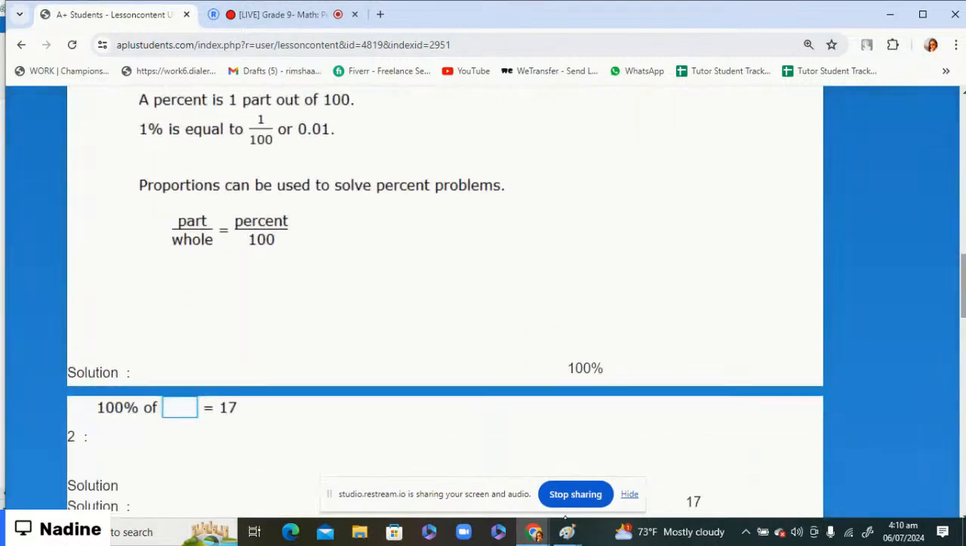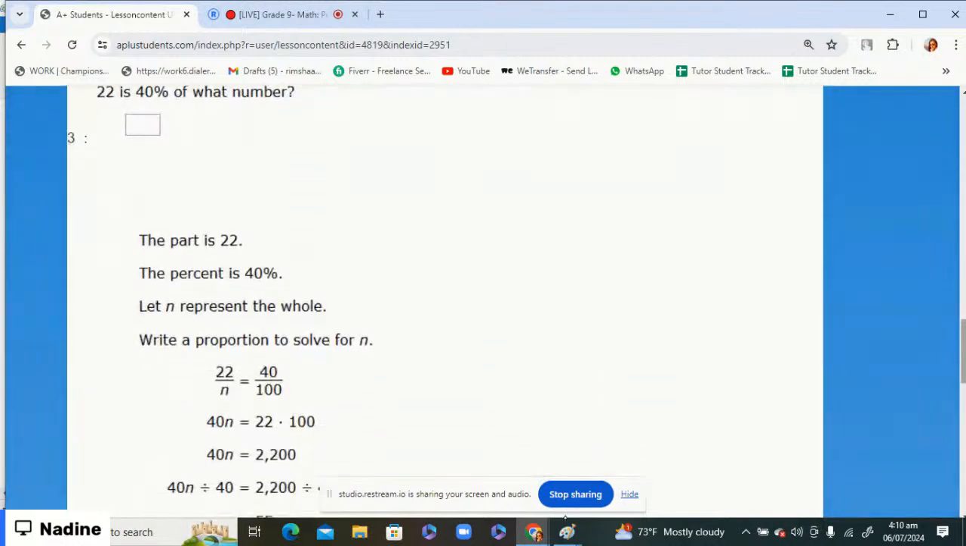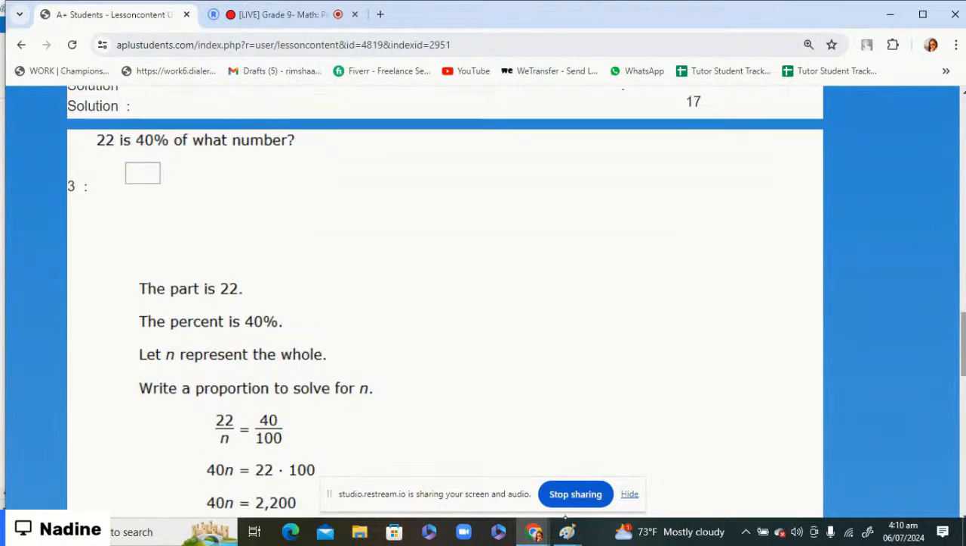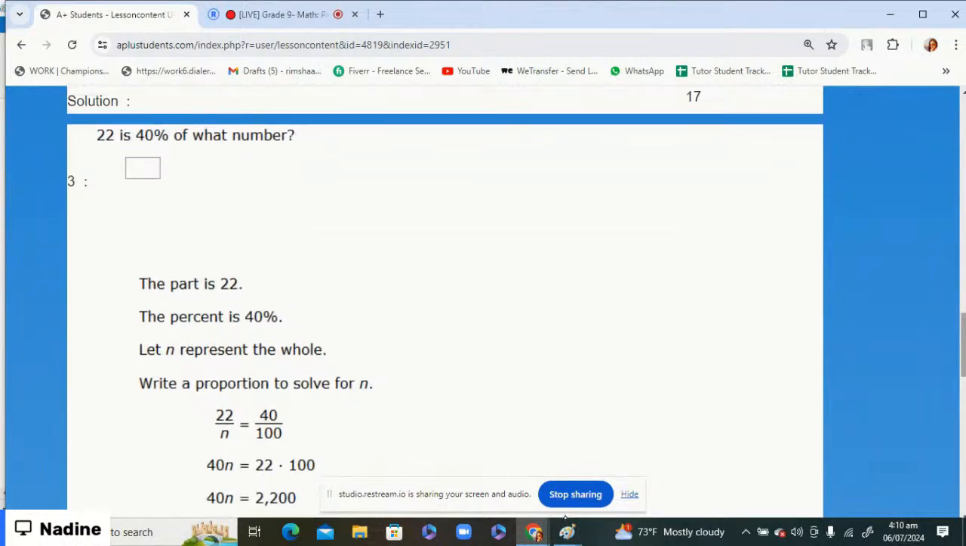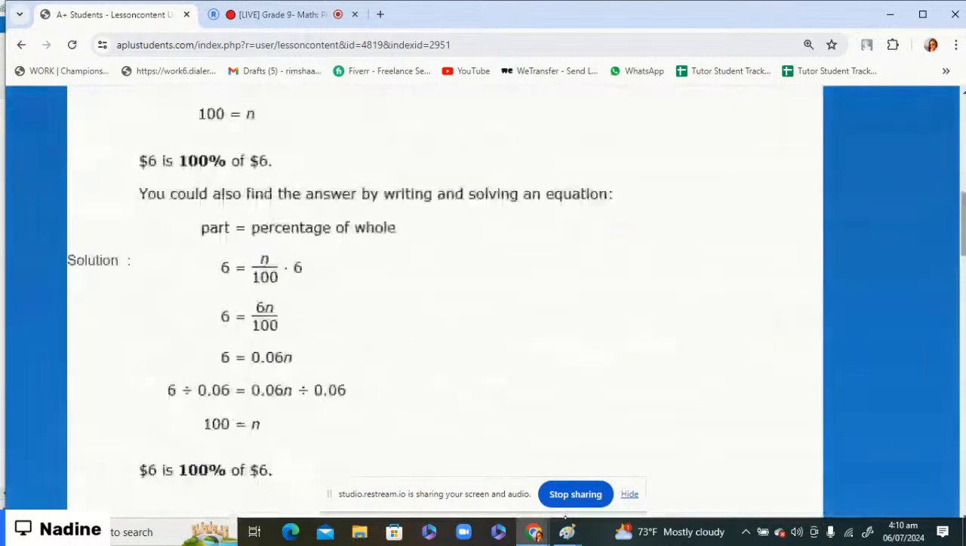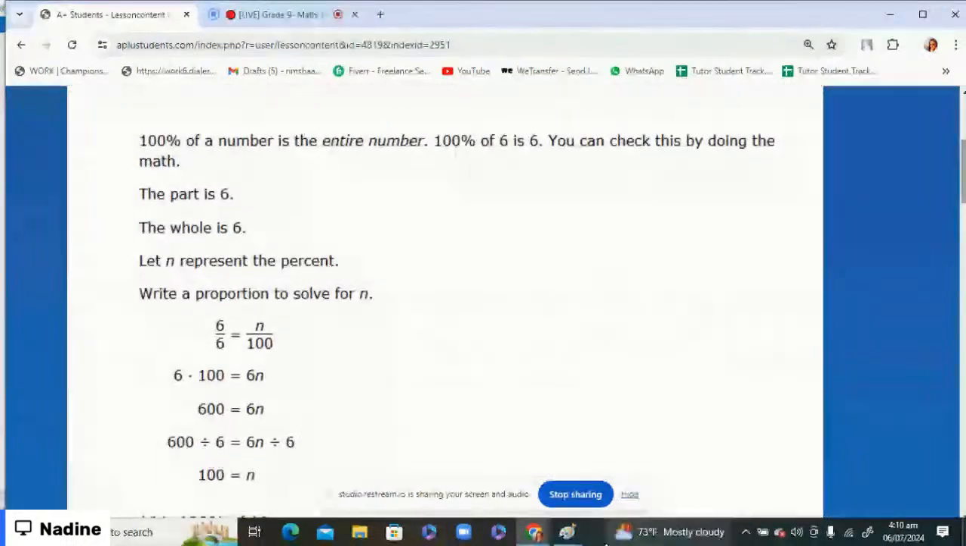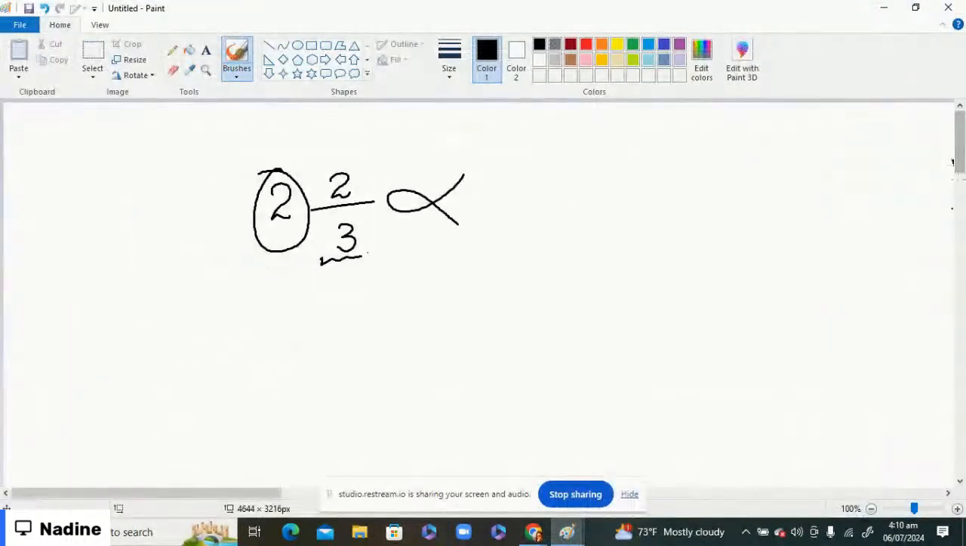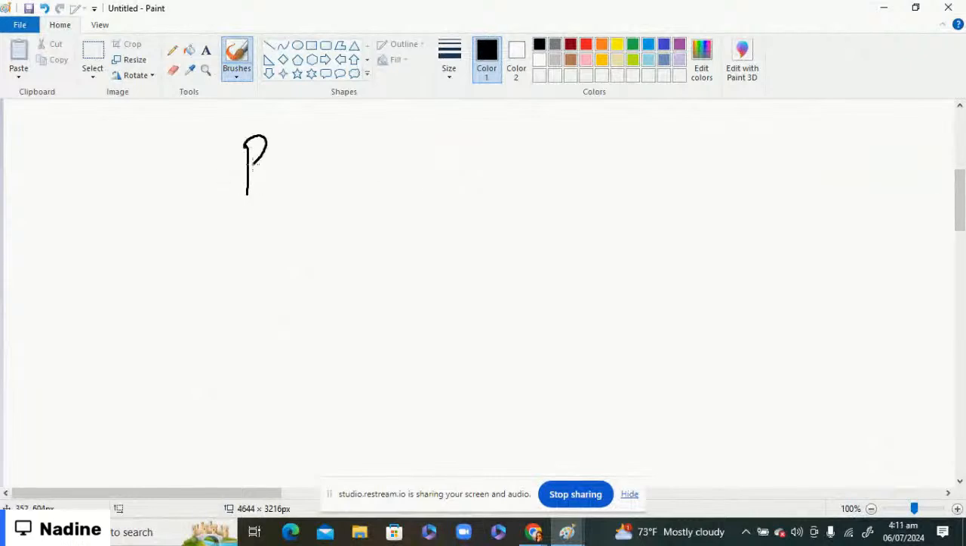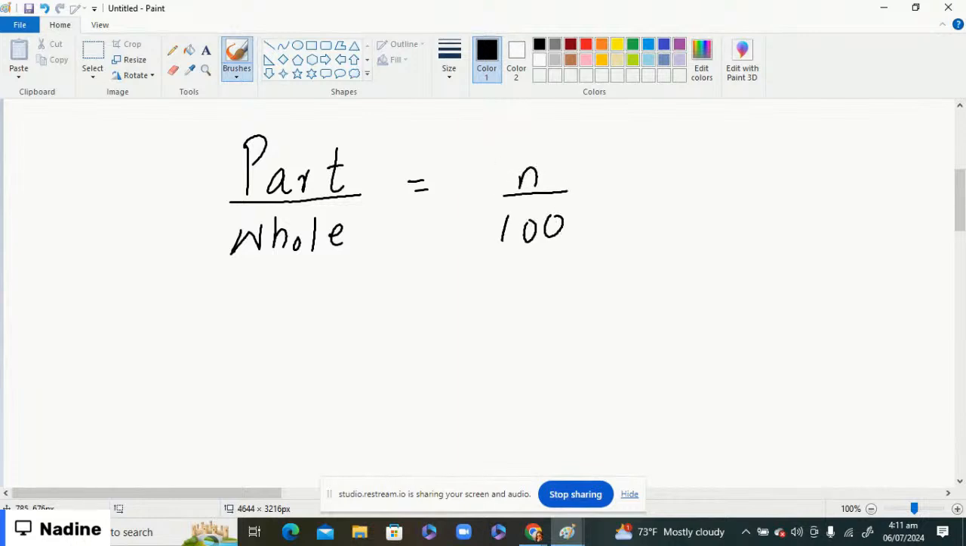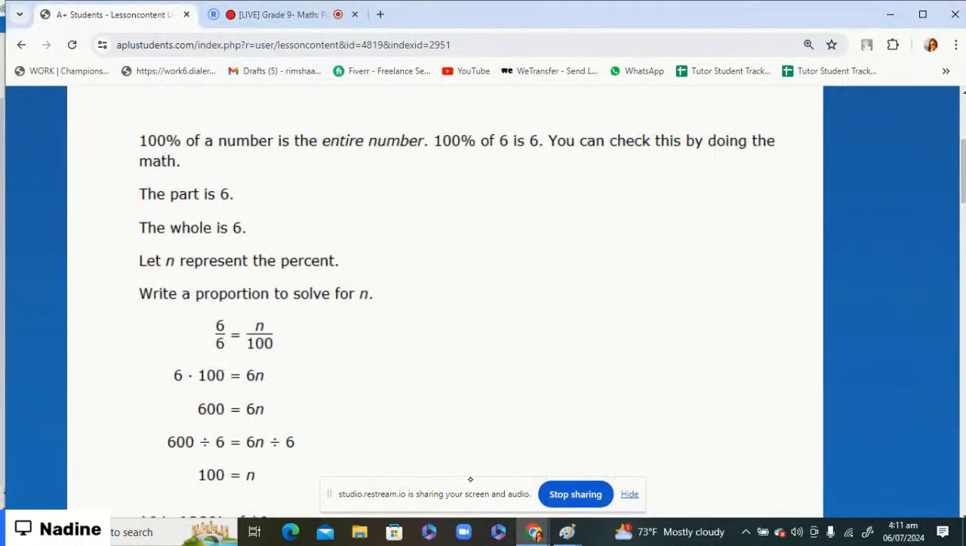Let me try another question. Let me do this one. Okay, so here is your formula: part over whole equals n over 100. This is the formula.